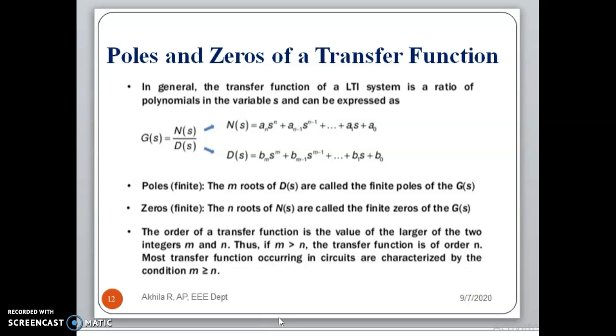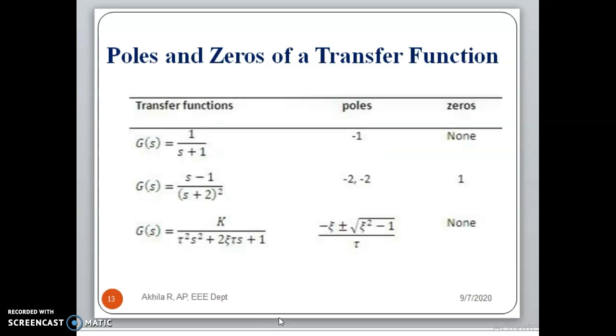So note it: the roots of the denominator give you the poles, and the roots of the numerator give you the zeros of a transfer function. Let's see a few examples. If I have 1 by s plus 1, s plus 1 is the denominator, which means s equal to minus 1 is going to be my pole. And you don't have any function in the numerator with s, so you don't have any zero. Don't write it as 0, write it as none, because to get a zero you need to have s by s plus 1. If the expression was s by s plus 1, you would have a zero. For 1 by s plus 1, it is none, which is nil zeros.